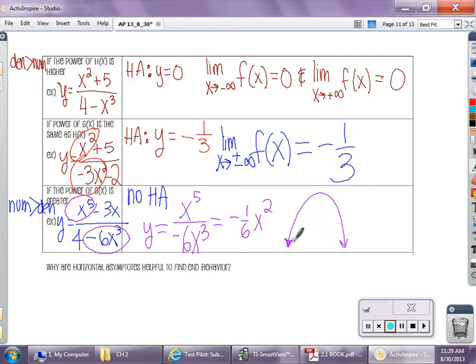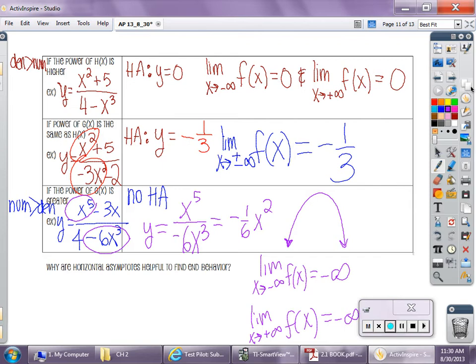So if I show you this graph and I ask you what's the limit as x goes to negative infinity, can you tell me the answer? Which side's negative infinity, left side or right side? Left side. So what is the limit as x goes to negative infinity? It is negative infinity. And what about positive infinity? It's also negative infinity. Well, guess what? You also found the end behavior of the original function. That right there is an end behavior model.